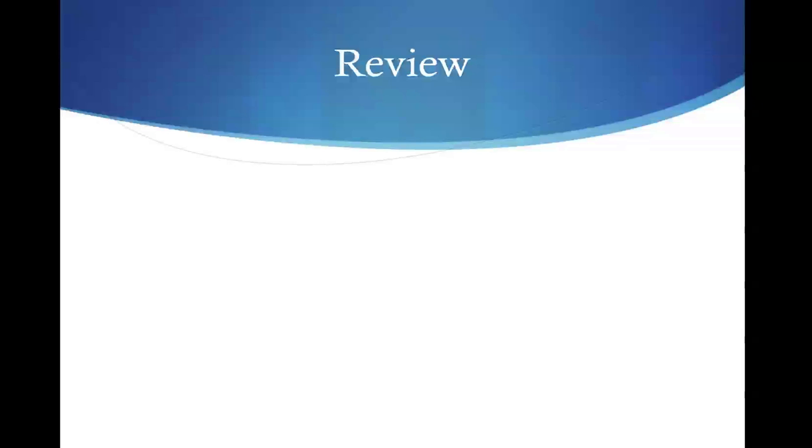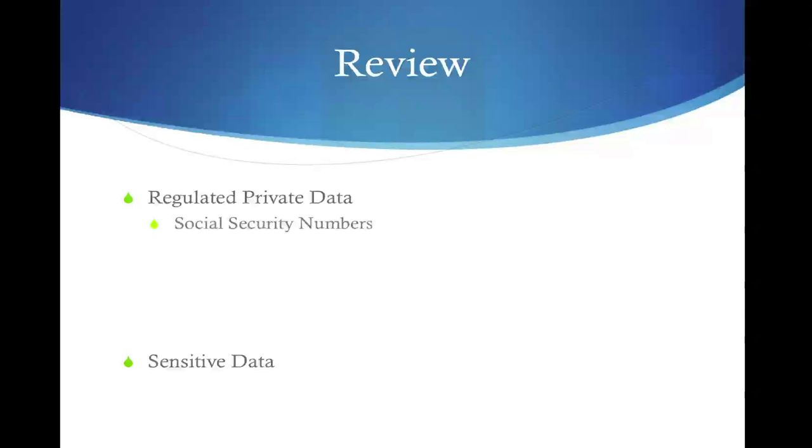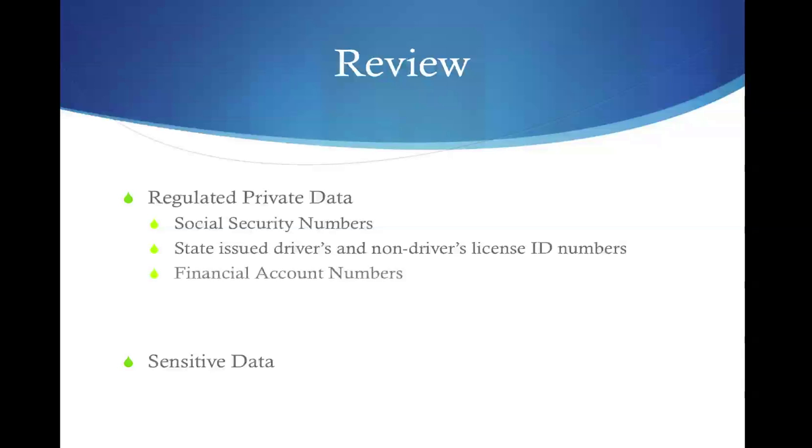When considering non-public data, we also learn that there are two categories: regulated private data and sensitive data. In the Regulated Private Data course, we learned that that category contains some fairly easy to recognize items, such as Social Security numbers, driver's license numbers, debit and credit card numbers, protected health information, and username password combinations. The topic of this course is the sensitive data category, which we'll shortly learn is not so easily defined.